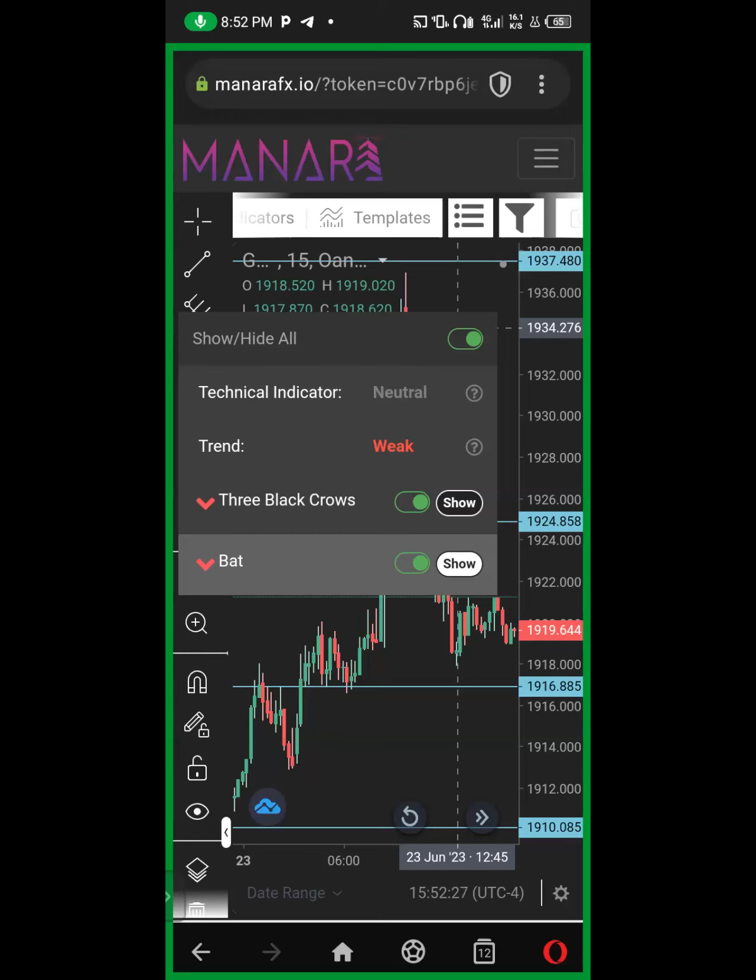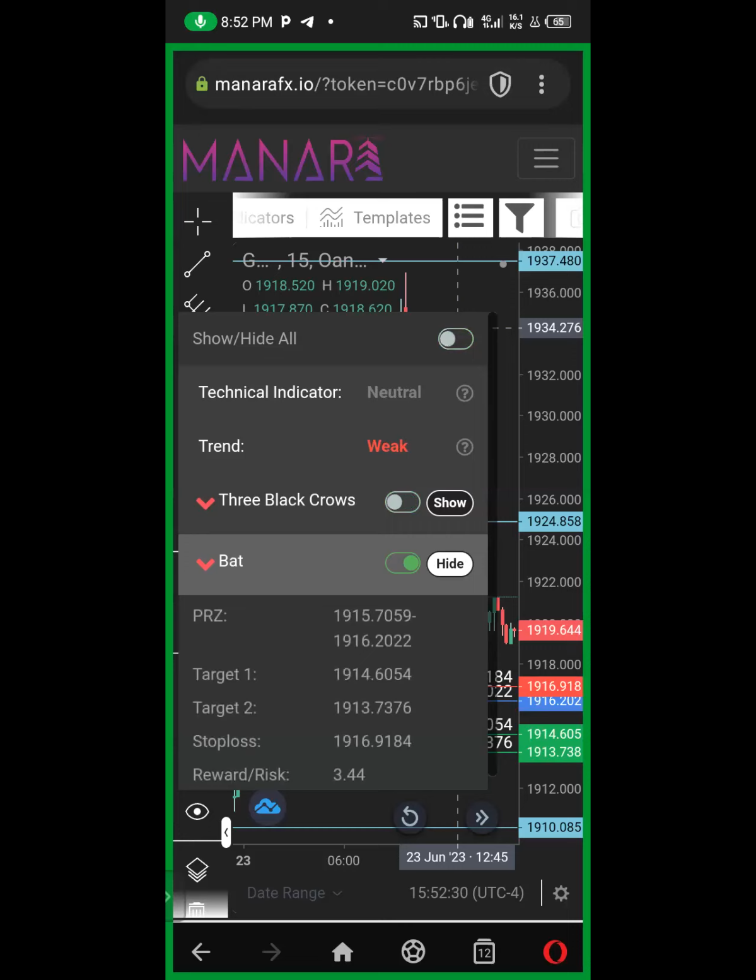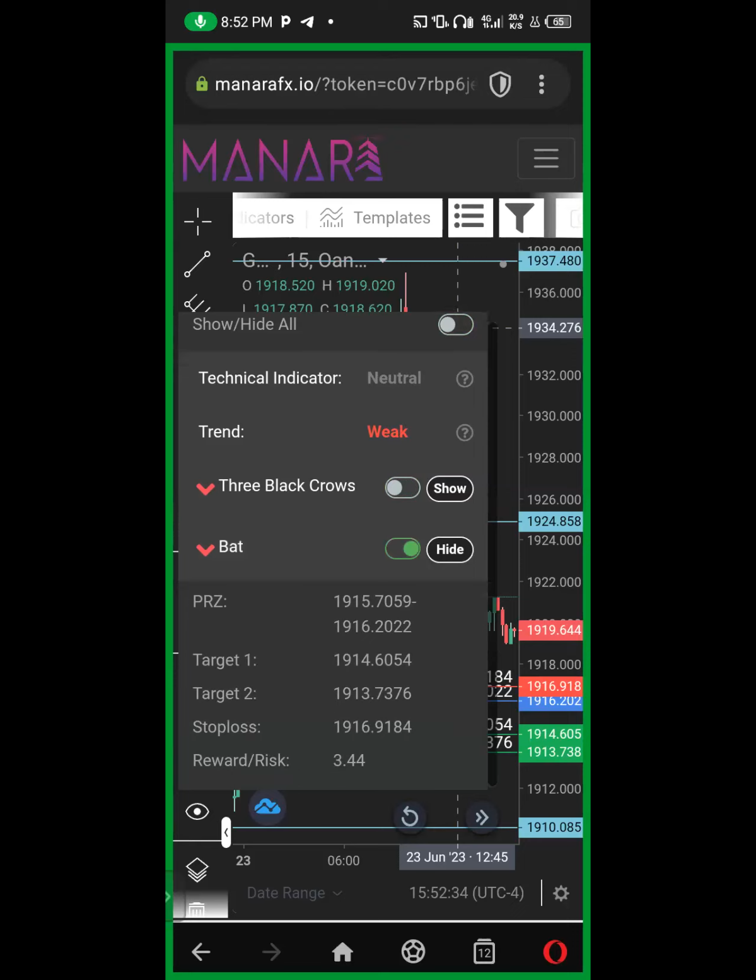The point here is click on BAT, as you can see. When I click on BAT, what did you see now? The first thing you see there is it's telling you this setup means you should sell gold. Listen, PRZ means point of entry. Okay, the entry zone. You can call it the point of entry zone or something like that. Actually, it's called the point of reversal zone. Sorry, PRZ, point of reversal zone.